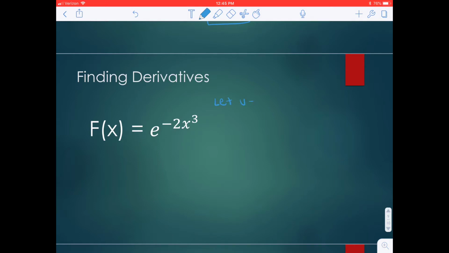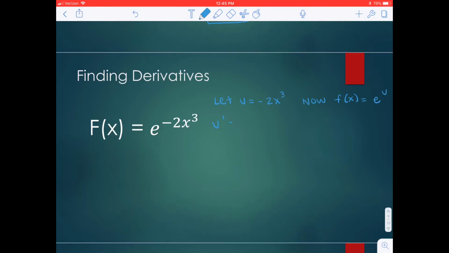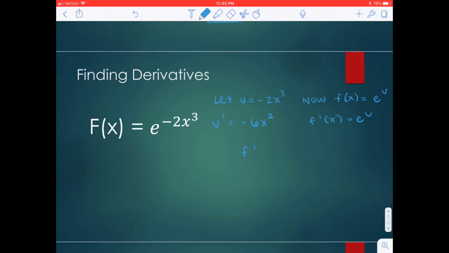So we're going to let u equal negative 2x to the third. And now my function is just e to the u. So u prime is going to be negative 6x squared, and f prime is going to be e to the u. So I'm going to take f prime and multiply by u prime, which is e to the u times negative 6x squared. And when I clean that up and move things around, I get negative 6x squared e to the negative 2x to the third. And that represents my final derivative.